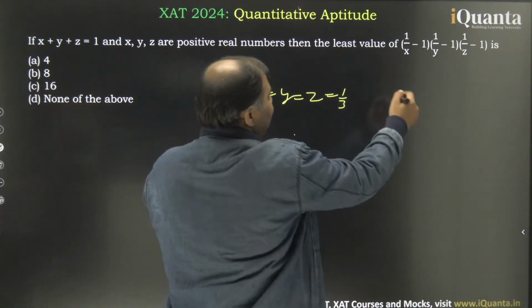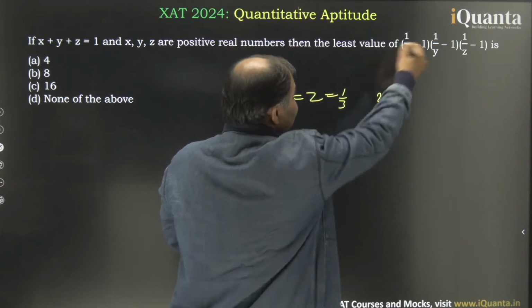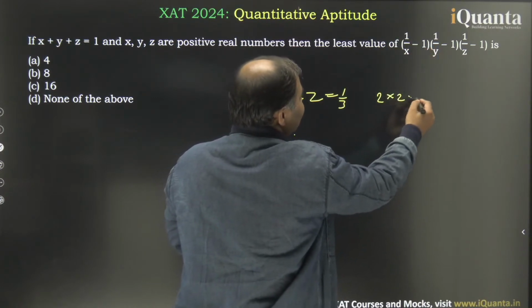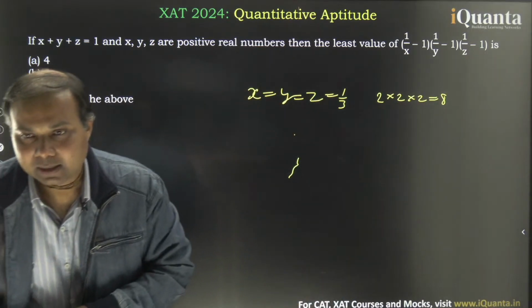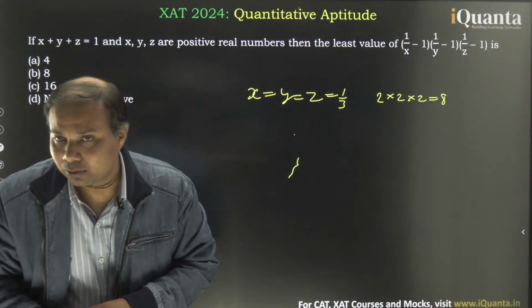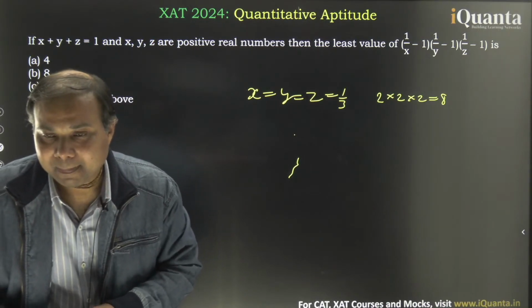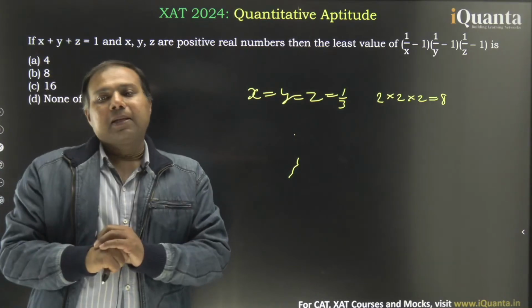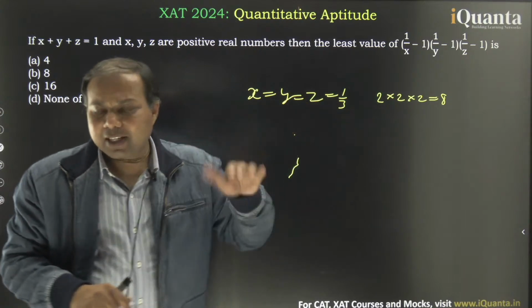1 by 3, what happens? It is 1 upon 1 by 3, that is 3, 3 minus 1, that is 2, multiply with 2, multiply with 2, that is 8. That all of you have calculated, right? I hope my question is clear to you. Have you understood what I am asking? Now see how I can do it. How I can verify whether the value 8 which I have got is upper extreme or lower extreme.